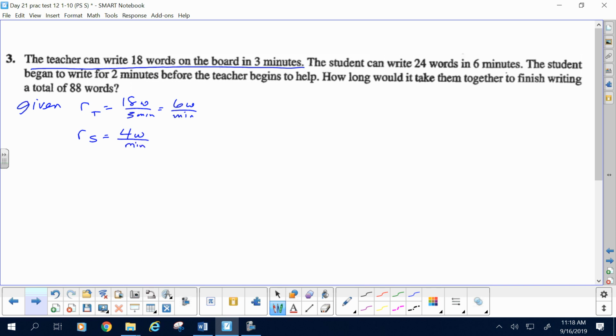All right? Time, you're also given. Who works longer, the student or the teacher? Student. How much longer does the student work? So the time of the student is time of the teacher and 2 more than that. Yeah? Okay, that's a whole lot of giving. How long would it take them working together to finish writing a total of 88 words? Now the equation is what you have to come up with.